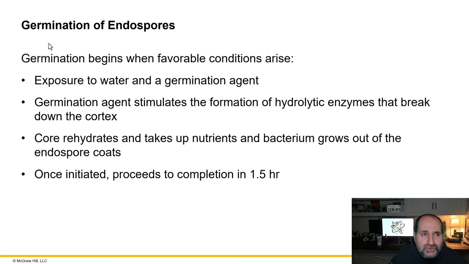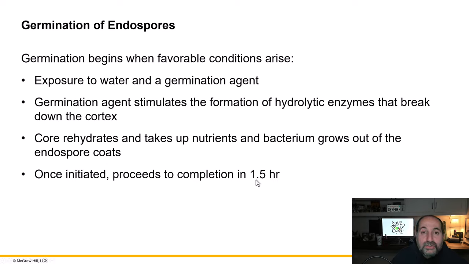And again, what triggers germination of the endospore? This means that the endospore will grow out, it will germinate, it will hatch, if you will, allowing a new vegetative cell to grow out from the endospore. This occurs when there's exposure to water and a germination agent. A germination agent stimulates the formation of hydrolytic enzymes. These are enzymes that will break down that cortex. Remember, the cortex is peptidoglycan. And then that core can rehydrate, taking up nutrients, and the bacterium will grow out from the endospore. A vegetative cell will form again. This can occur in about an hour and a half.